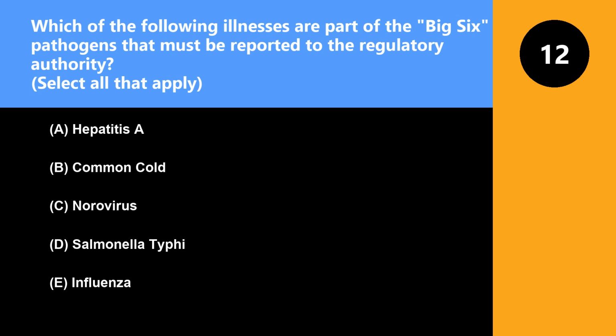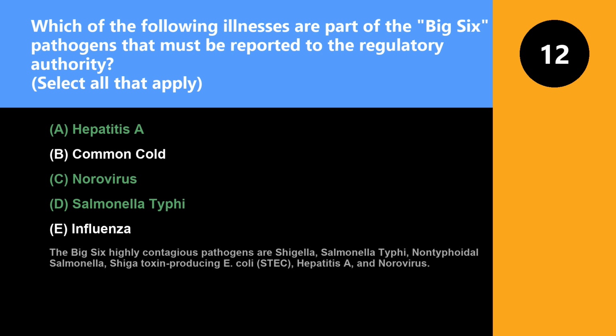Which of the following illnesses are part of the Big Six pathogens that must be reported to the regulatory authority? Option A, hepatitis A. Option B, common cold. Option C, norovirus. Option D, Salmonella typhi. Option E, influenza. The correct answers are options A, C, and D. Hepatitis A, norovirus, Salmonella typhi. The Big Six highly contagious pathogens are Shigella, Salmonella typhi, non-typhoidal Salmonella, Shiga toxin-producing E. coli, STEC, hepatitis A, and norovirus.